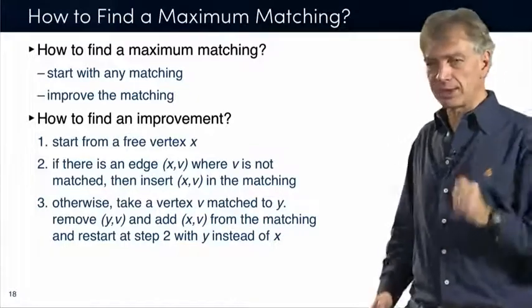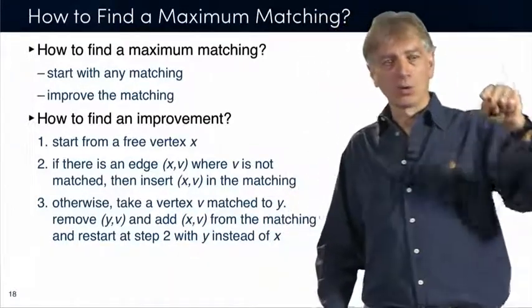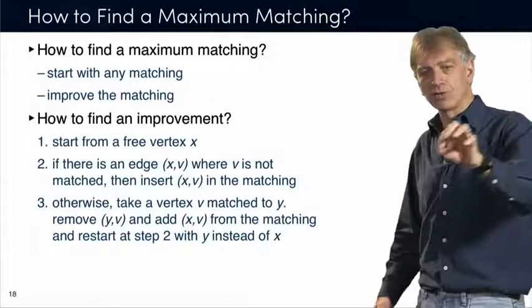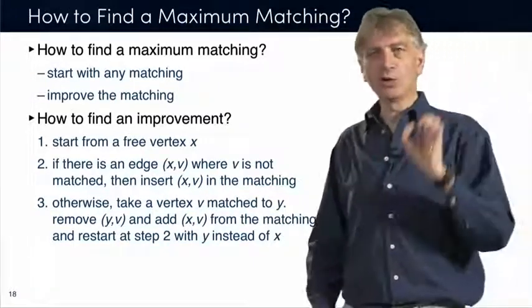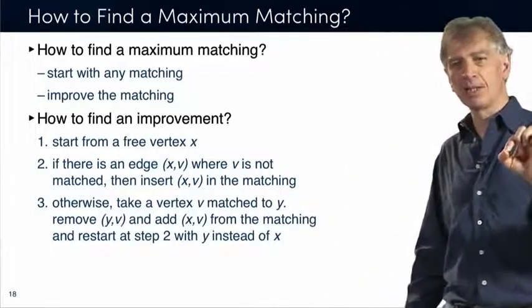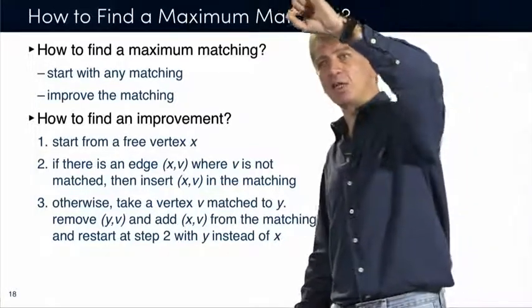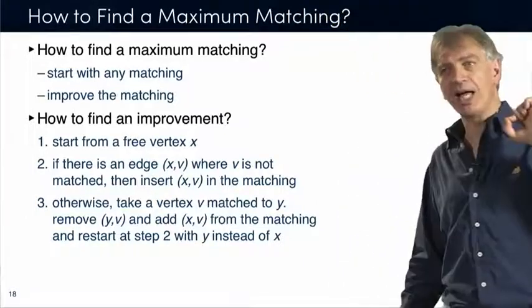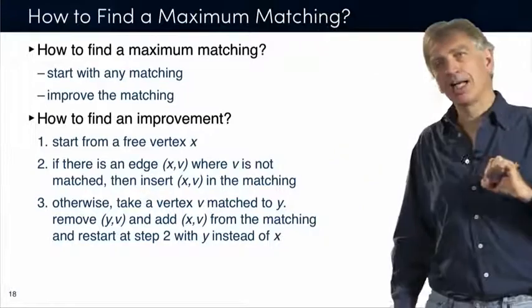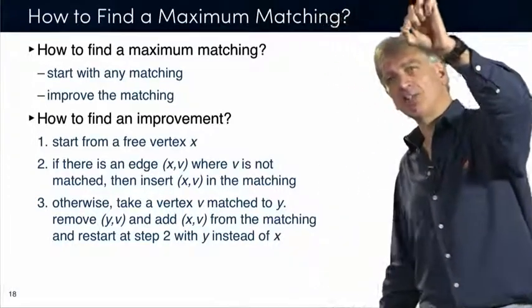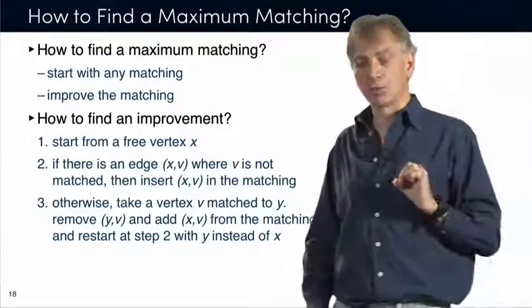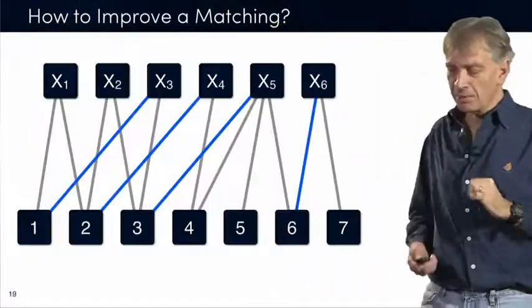Now, the more interesting case is when that variable cannot be assigned to any other value at this point because all these values are taken. What I do in that case is that I take that value and assign it to the particular variable. Now I take the variable which is currently assigned to that value, I remove the edge between them, and then I start again with that variable. I try to find an assignment for that variable to a value in the same way as I did for the original free variable. Let me illustrate that.